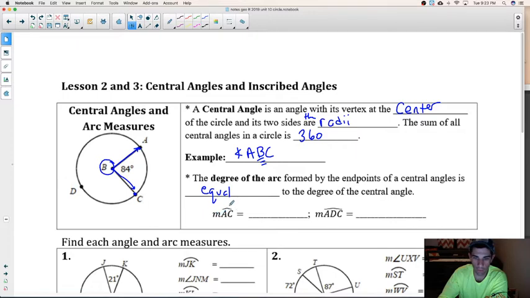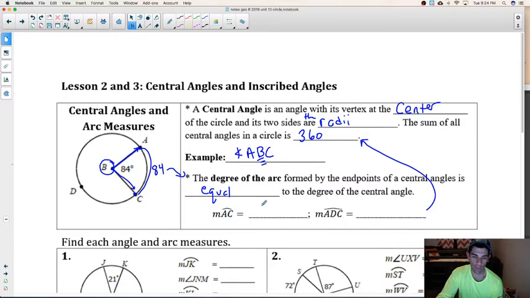So here they're showing you arc AC and arc ADC. If they're telling you that this angle is 84, then this arc AC is going to be 84 degrees. That's showing you this definition here, that the arc is the same as the angle.